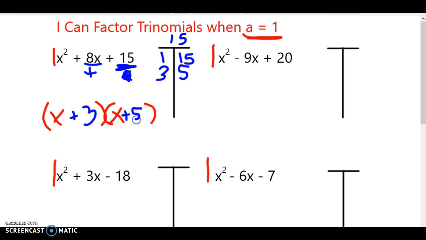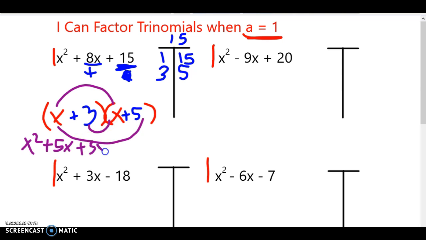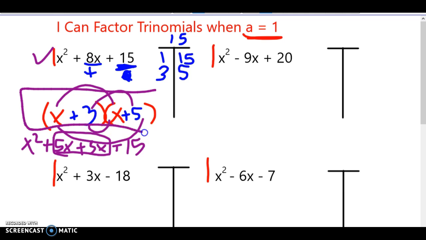and plus 5. The reason why that works is because when I multiply a binomial times a binomial, x times x gives me x squared, and x times 5 gives me 5x. I always put the number in front. And then 3 times x gives me 3x, and 3 times 5 gives me 15. Well, when I put these back together, 5x plus 3x, that gets me back to where I started. So my solution is x plus 3 times x plus 5.